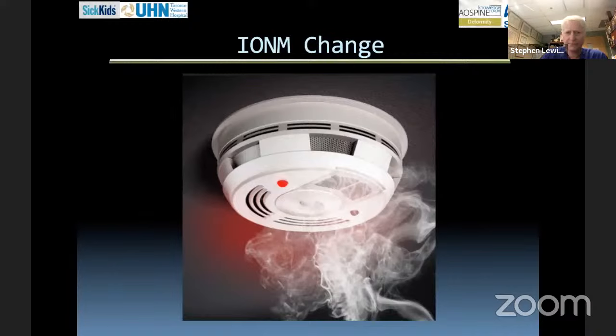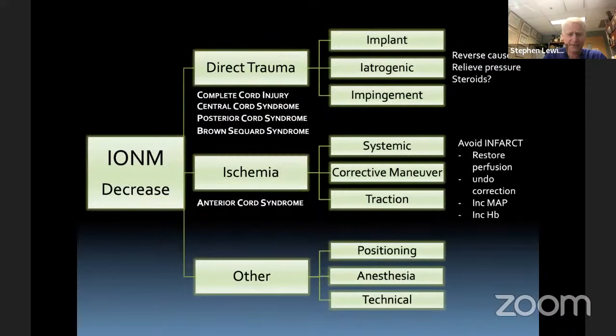So when the fire alarm goes off, you have to decide, is it real or not? You have this change, and I break it down into 3. Is it a traumatic event to the cord that just happened? Is it an ischemic event to the cord that just happened? Or is it something else, like technical positioning, anesthesia, too much drugs, or some of the leads came out, things that are really not related directly to what the surgeon's doing? And then you have to look at it.